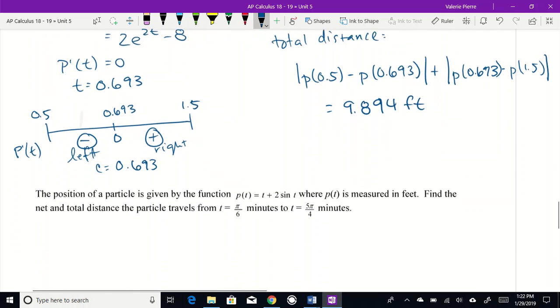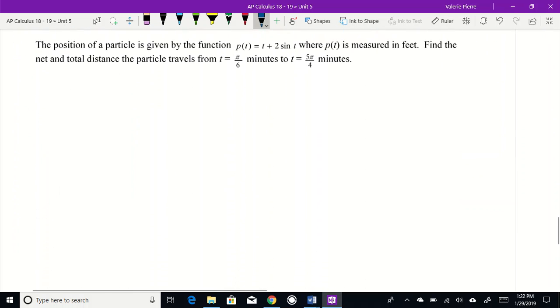Okay, so what I want you to do now is try to do the next problem on your own. Find the net and total distance of the particle given by the function p of t equals t plus 2 sine t.